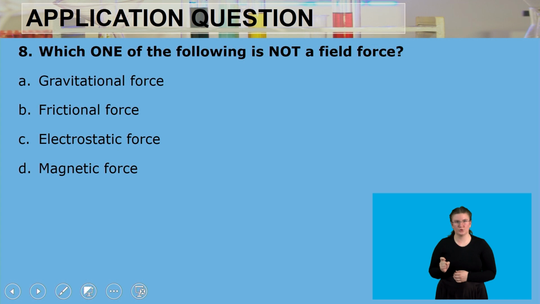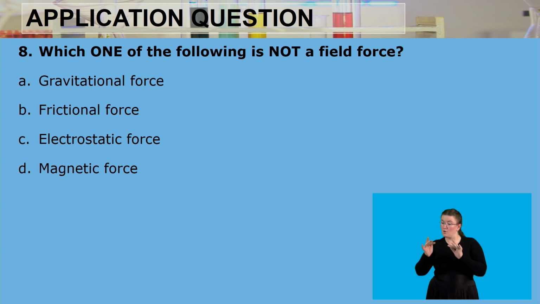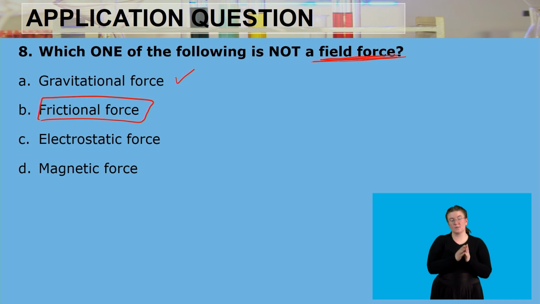Next question. Which one of the following is not a field force? Remember, field forces are forces acting at a distance, non-contact forces. Gravitational force is a field force because it is a force between, say, Earth and the next planet, Mercury or any other planet. They are applying a force onto each other. And then a frictional force is a force between the surface and the object that is in contact with it. And an electrostatic force is a force between 2 charged particles, either a positive and a positive, a negative and a positive, or a negative and a negative.